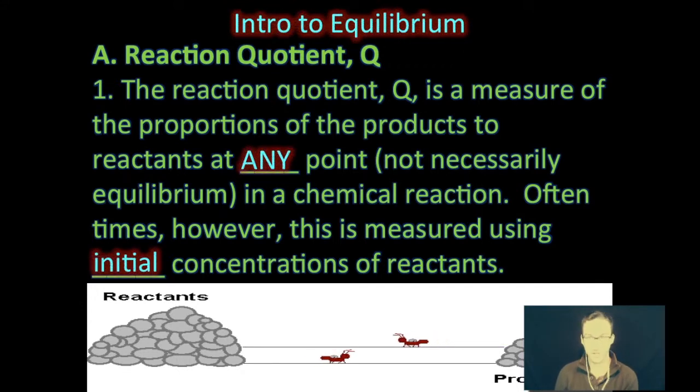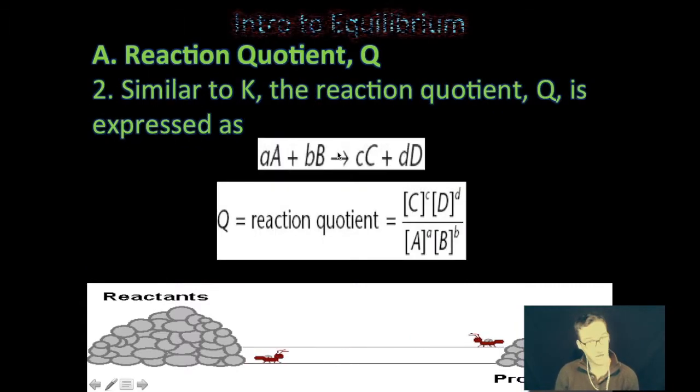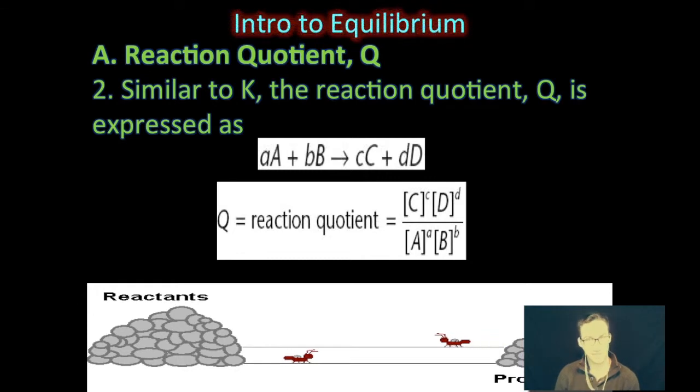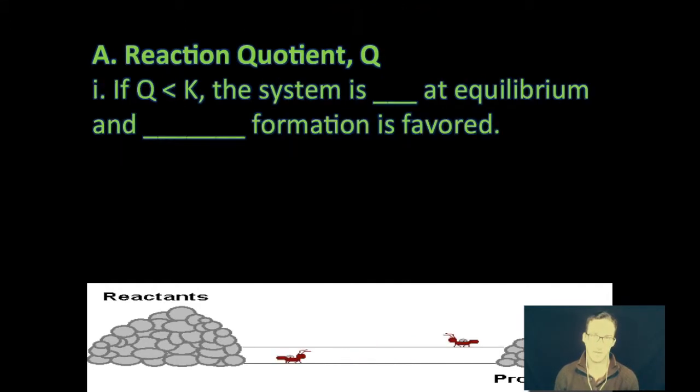Basically, the reaction quotient Q is a measure of the proportions of the products to reactants at any point in a chemical reaction. That sounds familiar. Maybe that's because it's exactly how we define the equilibrium constant K. Oftentimes, however, this is measured using initial concentrations of reactants. So at any time, not necessarily at equilibrium. So just like equilibrium constant K, it's going to be the relationship between your products to your reactants.